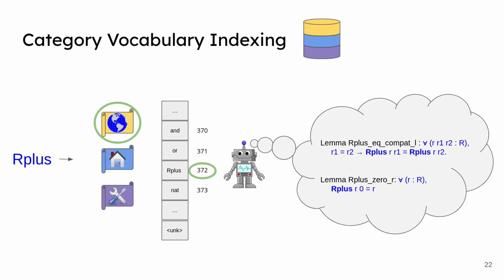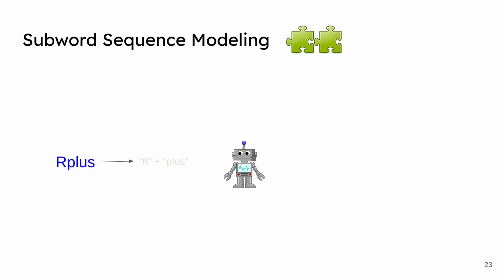And this allows us to connect it to other identifiers with the same name, or other times the identifier appears in different proofs, as well as more generally other uses of that category of identifier.